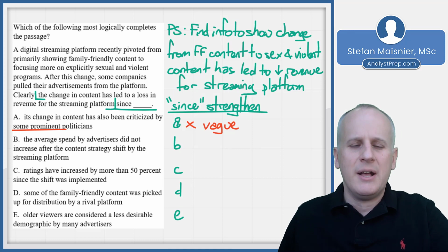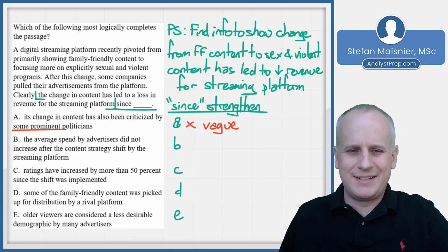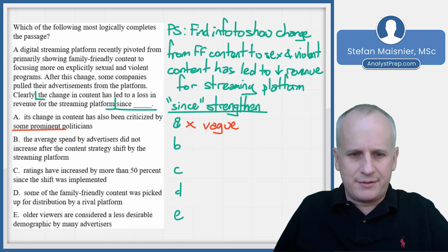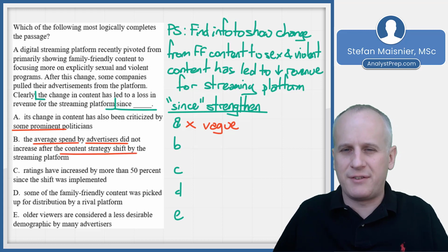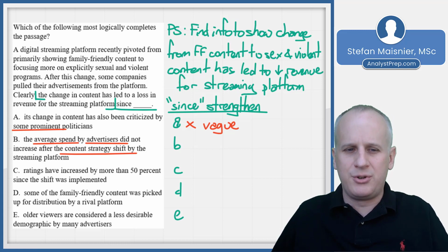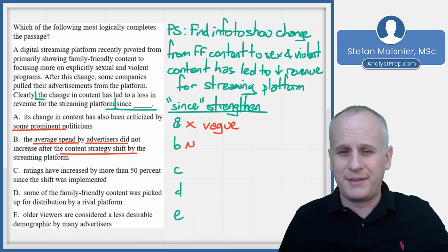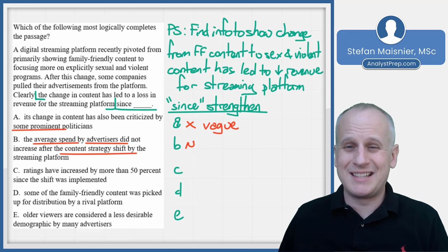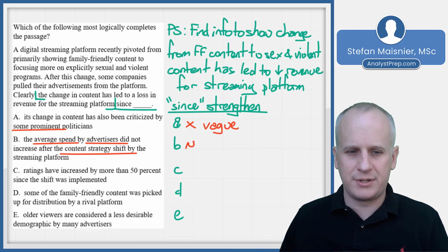Now, for choice B, we have the average spend by advertisers did not increase after the content strategy shift by the streaming platform. Now, the average spend by advertisers is certainly going to be relevant. And we know that there was a content strategy shift. So even if I don't immediately recognize the relationship between choice B and how it does actually affect the conclusion, at the very worst, I'm going to use my little tilde or squiggle and say I'm going to hold this because there's nothing that is immediately vague, weakening, or requiring additional outside information in choice B.